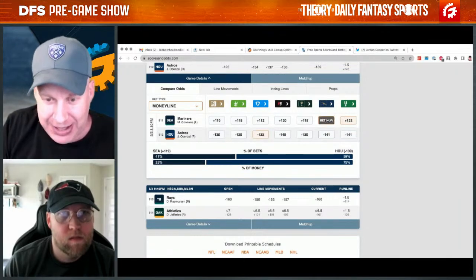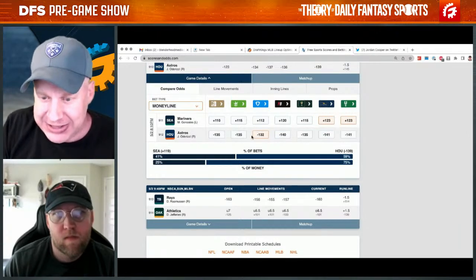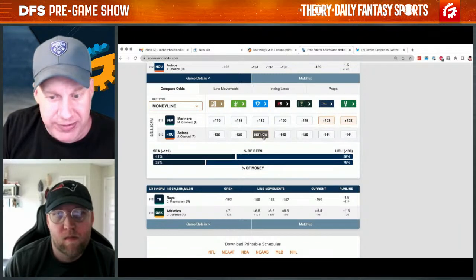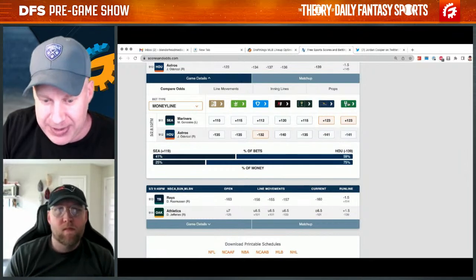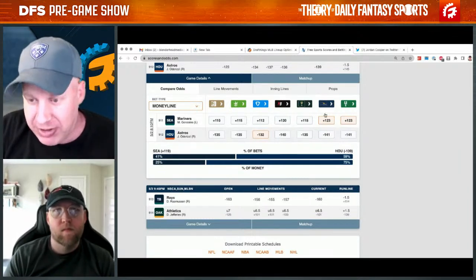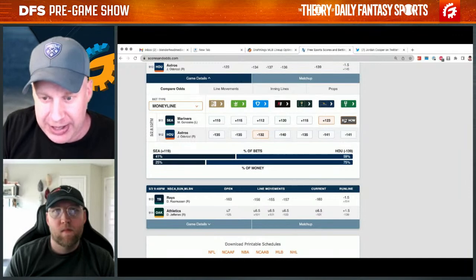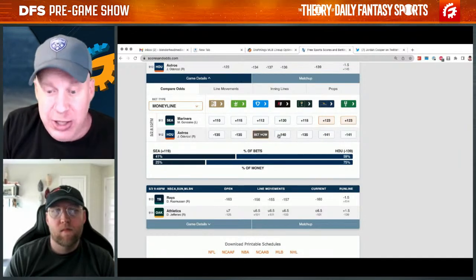You'd want dime lines if you could, but a lot of U.S. books won't give you dime lines. But that's the closest, right? Minus 141 on one book, minus 132 on FanDuel. So if you're gonna bet on the Astros tonight, you go on FanDuel. If you're not, you're gonna bet on whatever Unibet or BetRivers plus 123. Okay. And maybe that's not the bet. Now you look and you go, okay, that's 9 cents synthetic hold.